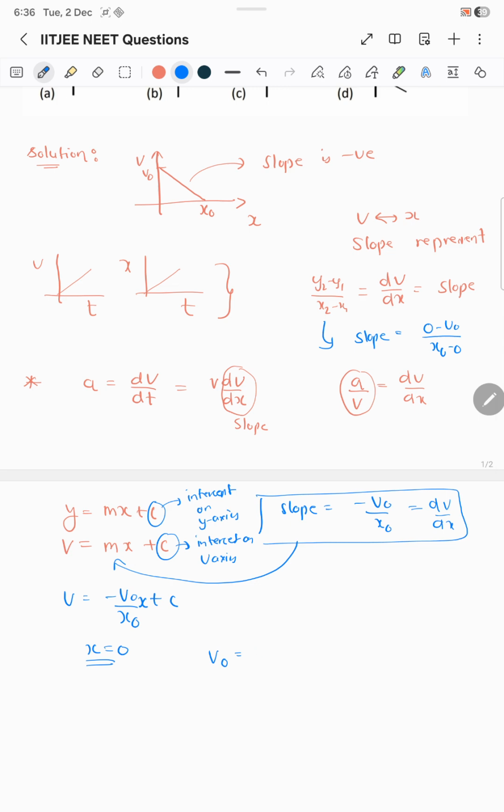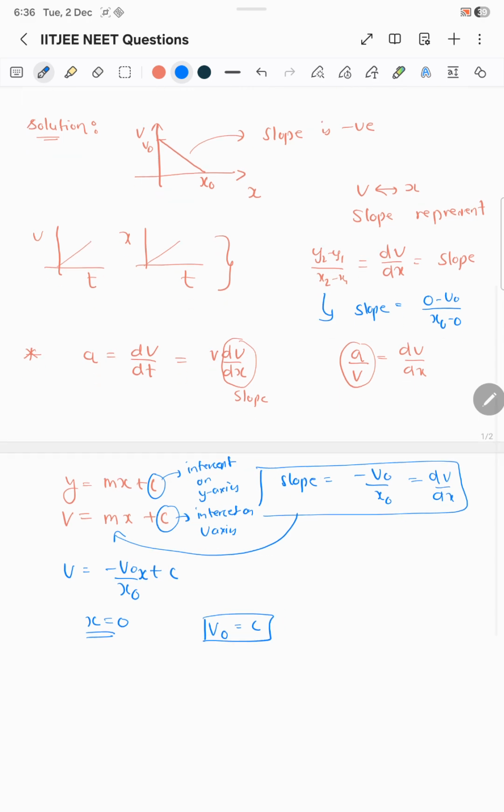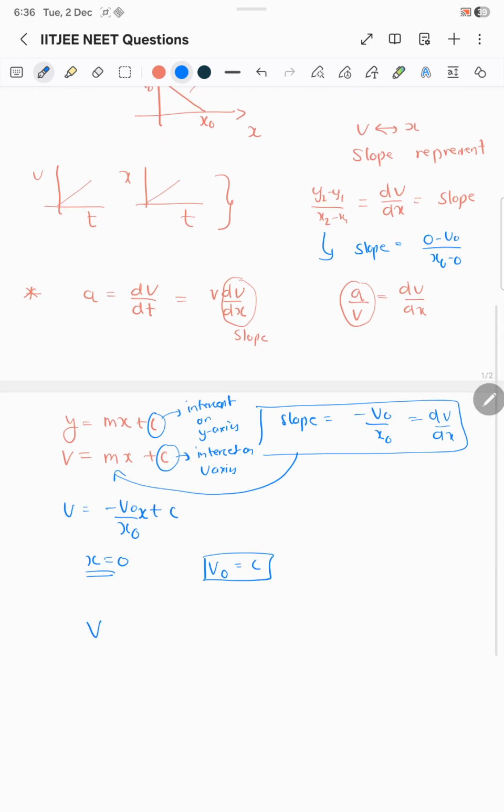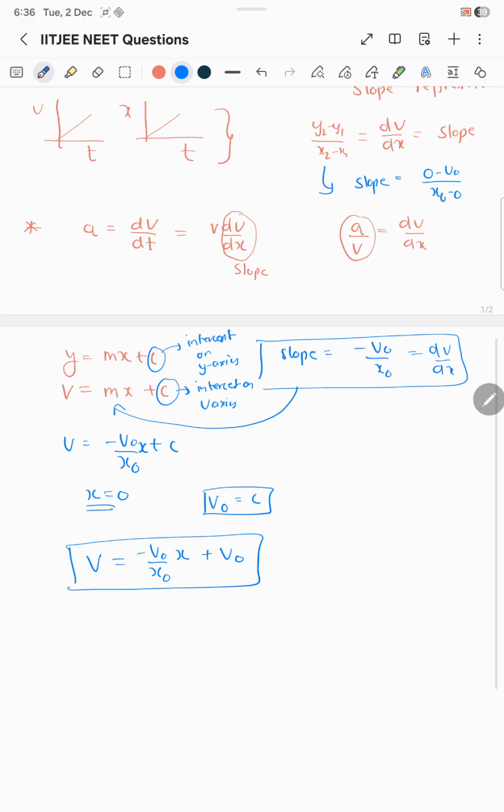Okay, so v naught will be my c. So now we can completely write this equation. v equal to m x plus c, which is minus v naught by x naught into x plus v naught. Okay, so this is my equation of that straight line.